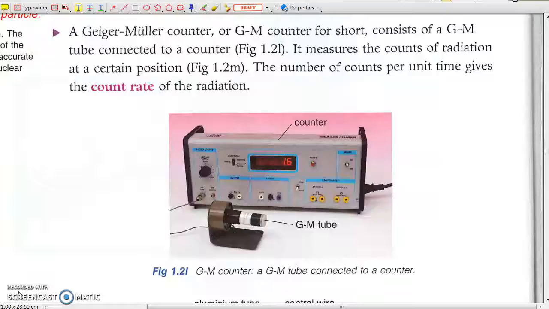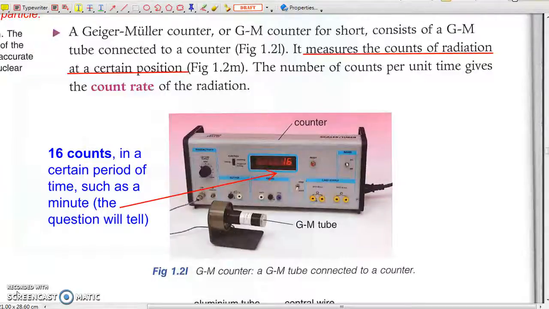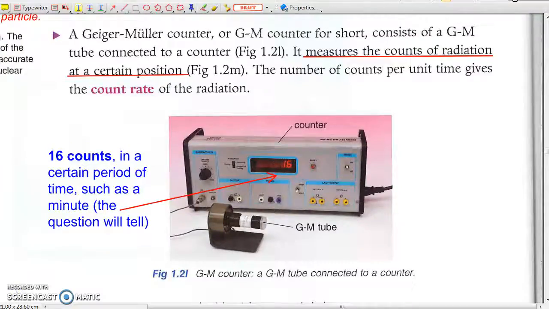A GM counter is a GM tube connected to a digital counter. It is used to measure the count rate of radiation, which is the number of counts per second. Using a GM counter, we may measure the range and penetrating power of a radiation accurately.